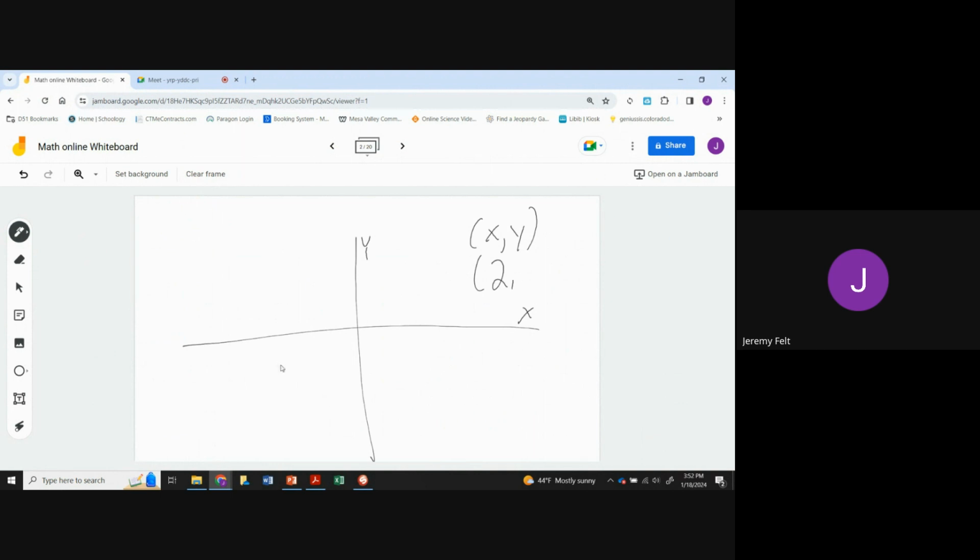So if we have 2, -3, we're moving over 2 to the right because it's positive, and then down 3 for our y value. That is our point right there.